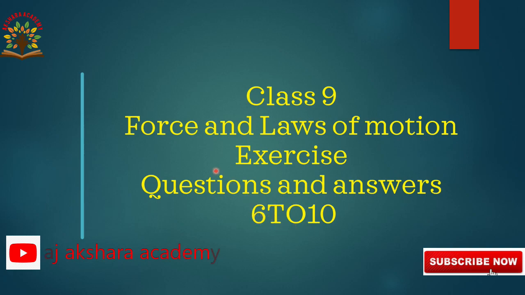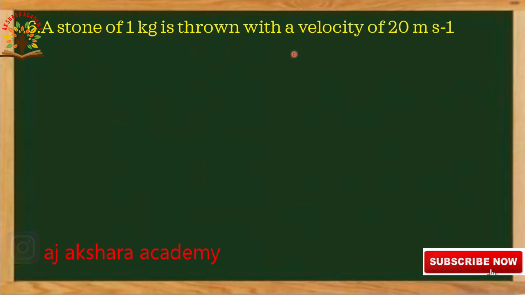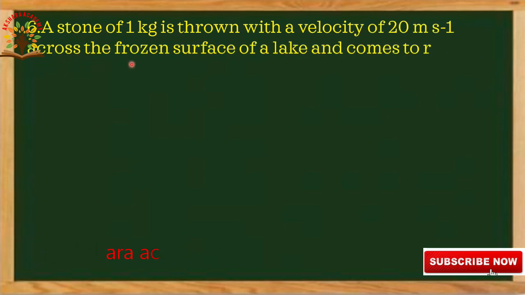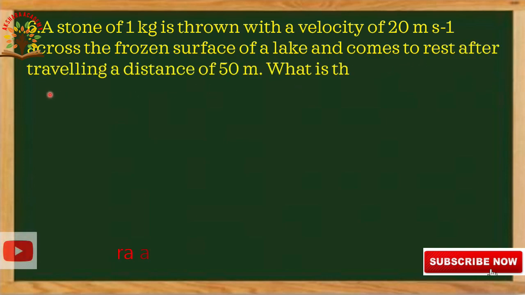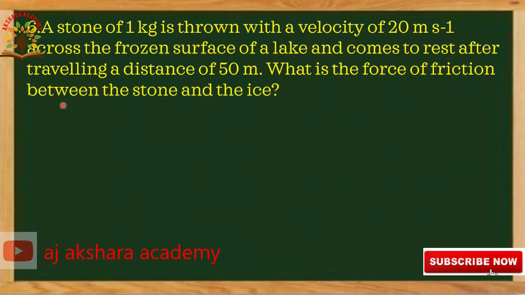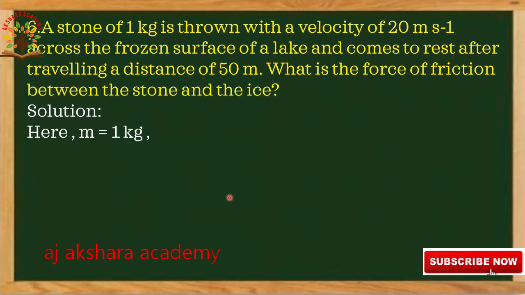Okay, let us go to today's session, force and laws of motion, class 9 exercise question and answers from 6 to 10. Now the first one, that is the sixth one: a stone of 1 kilogram is thrown with a velocity of 20 meters per second across the frozen surface of a lake and comes to rest after traveling a distance of 50 meters. What is the force of friction between the stone and the ice?